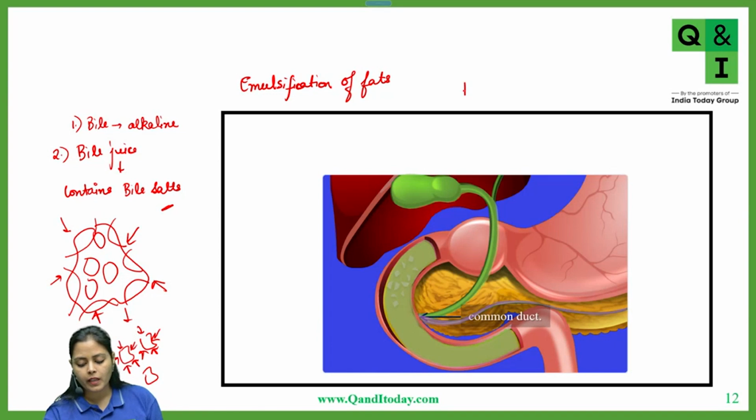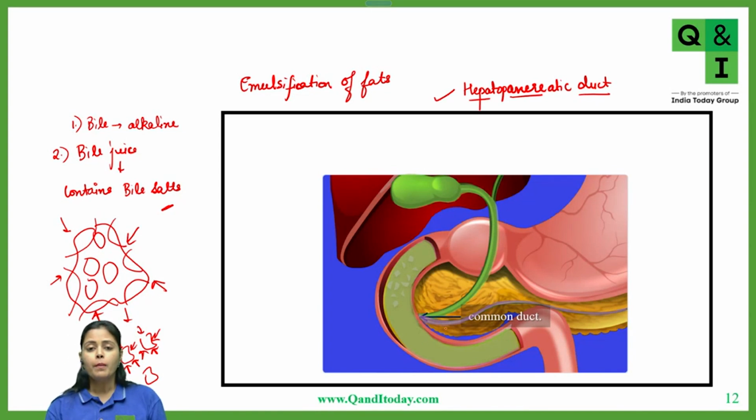This common duct is called the hepatopancreatic duct. Okay, this is the common duct, finally the common opening which causes the release of pancreatic and bile juice into the duodenum.